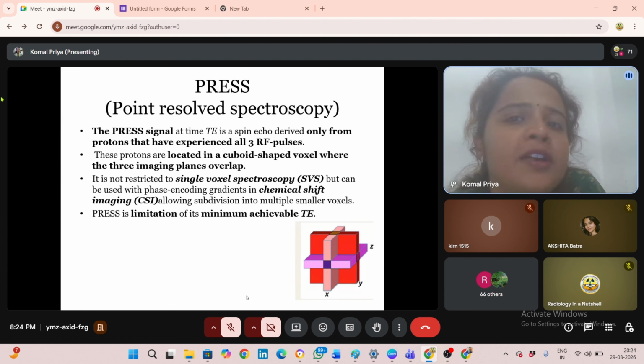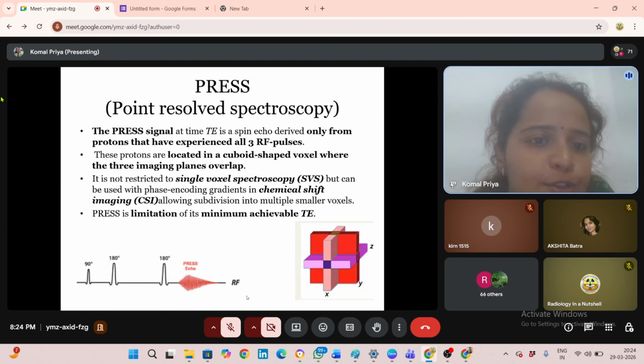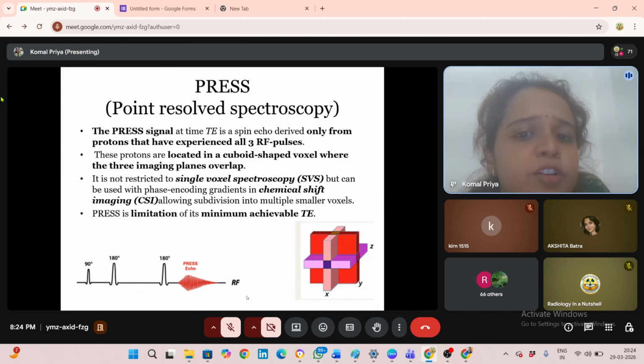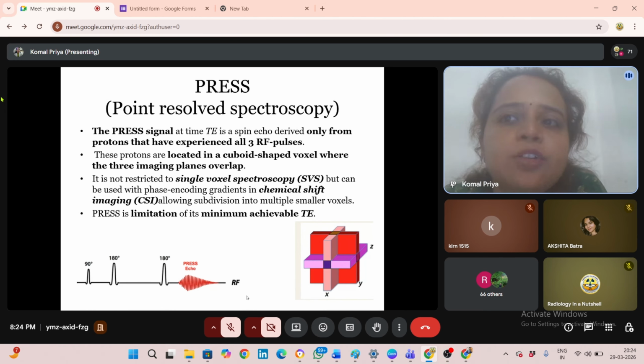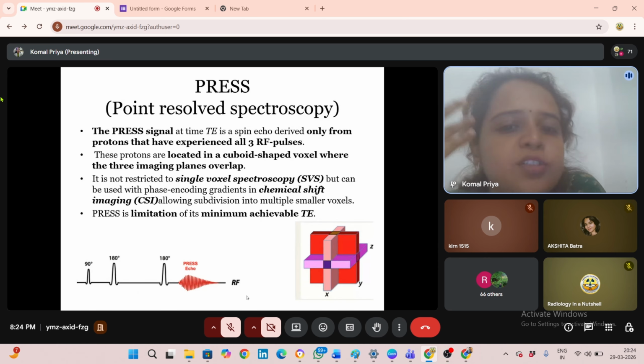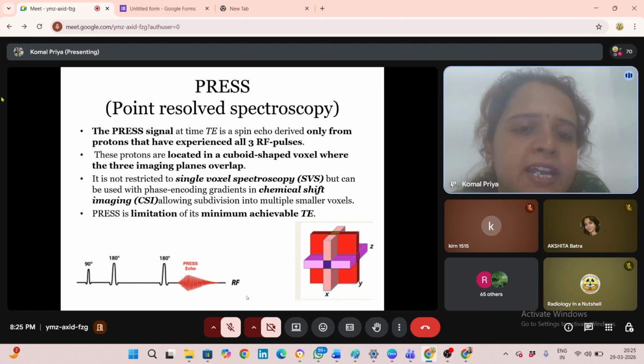Second technique is your point resolved spectroscopy. In this, you can see in the graph also how we acquire this. Actually, we said that for single voxel technique, there are two techniques, STEAM and PRESS. But PRESS is not only restricted to single voxel. It can also be used with phase encoding direction, like how we have seen in chemical shift imaging, where also we'll be acquiring this from multiple voxels. So we can also acquire this from multiple voxels, and we can also acquire from a single voxel.